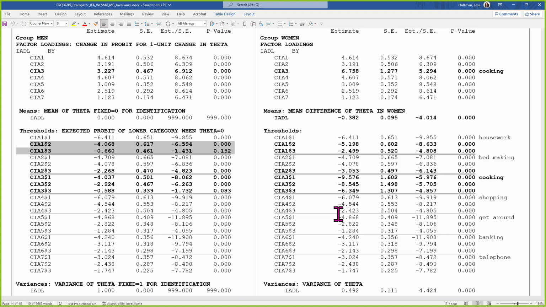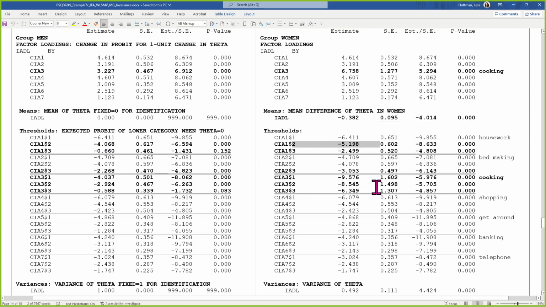Housework is more difficult for whom? Women? Or is that backwards? Thresholds are indices of difficulty, so a higher threshold means it's more difficult. Now these are negative numbers, not in absolute value, but in actual value. Yep, in men, -4 is greater than -5.